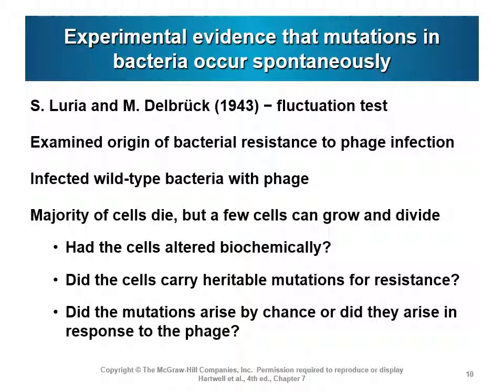So, do mutations in bacteria occur spontaneously? In 1943, Luria and Delbruck conducted an experiment to figure this out, called the fluctuation test. They infected wild-type bacteria with phage, and of course the majority of cells died, but a few cells could grow and still divide.